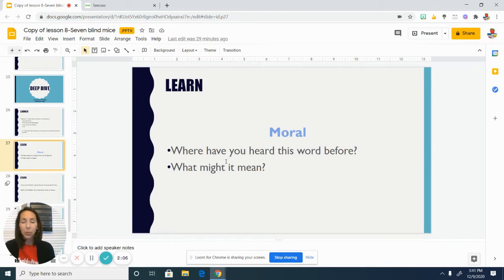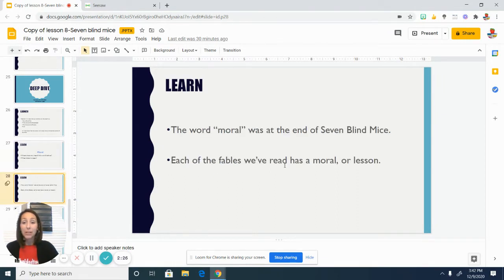Has anyone ever heard that word before? The moral. Give a thumbs up if you have heard that word before, and put your other thumb up if you think you might know what that means. The moral. And sometimes you might hear people say the moral of the story. Does that help a little bit? The moral of the story. So the moral is another word for the lesson, like the lesson that we've been talking about.